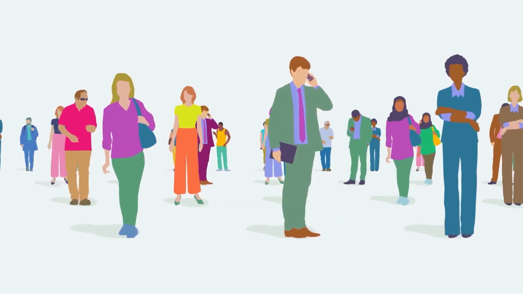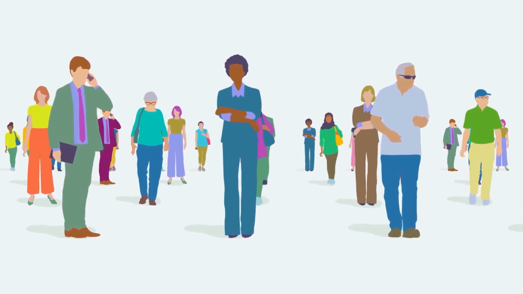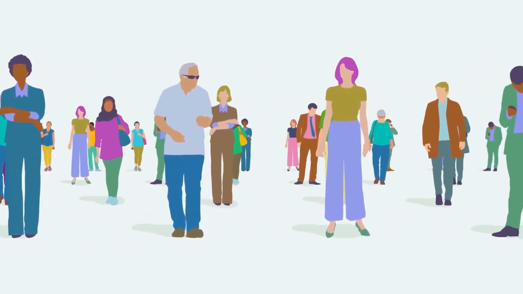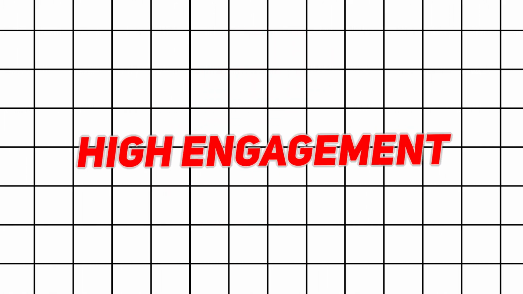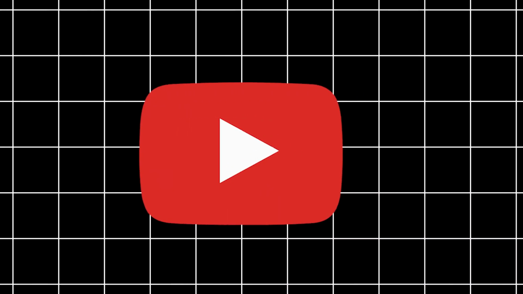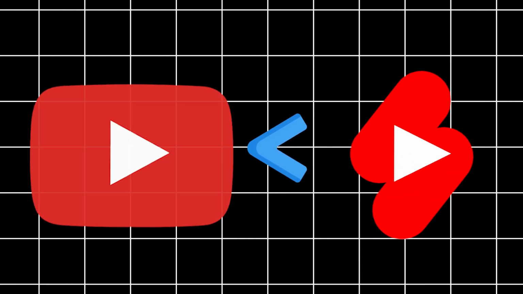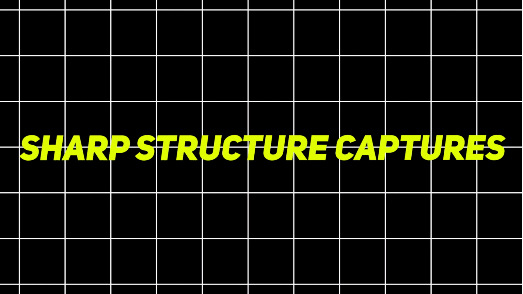Wide audience. YouTube Shorts are accessible to a worldwide audience, and because they are designed to be easily consumed, short-form material has a higher chance of going viral. High engagement. When compared to conventional long-form material, Shorts generate higher engagement rates. The brief, sharp structure captures viewers' attention from the start.